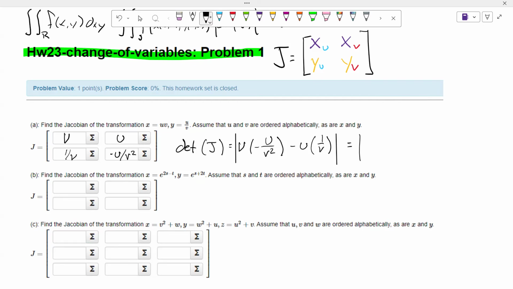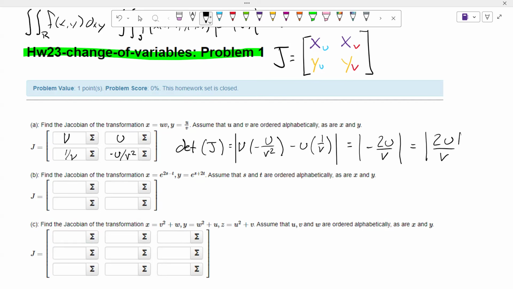So I end up getting, what does that look like? Negative 2u over v would be my Jacobian there. And I would probably need some sort of information about u and v to know what to do with this absolute value.